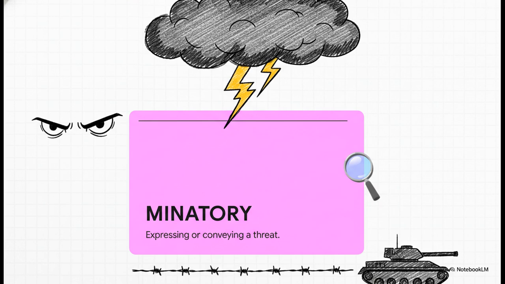And to wrap up this section, we have the word minatory. Now, this is an adjective, and it describes the quality of being threatening. It's not the threat itself, but the whole vibe it creates. Think of a minatory glare or a minatory silence. They communicate danger without a single word ever being spoken.